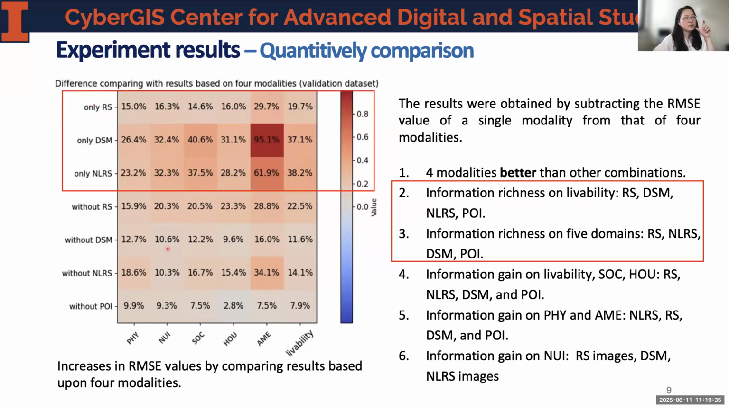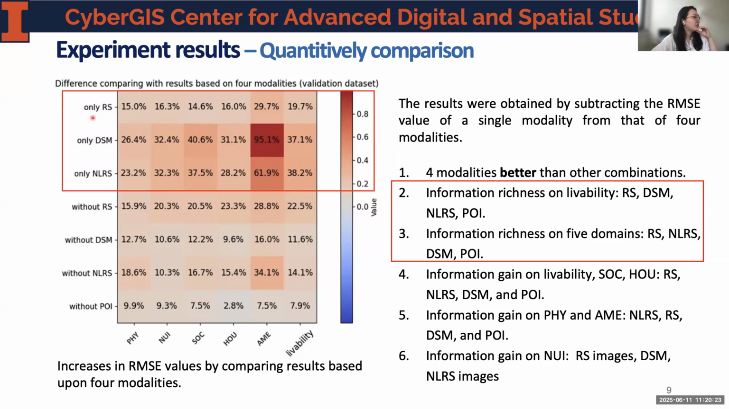Because if a modality contains more rich information, when only using that modality, it can acquire higher regression results, right? So when we're only using a single modality to regress urban livability, we found the RMSE decrease. If the RMSE decreases less, it means that compared to the result using all four modalities, the decrease of the model's performance is also smaller, right?